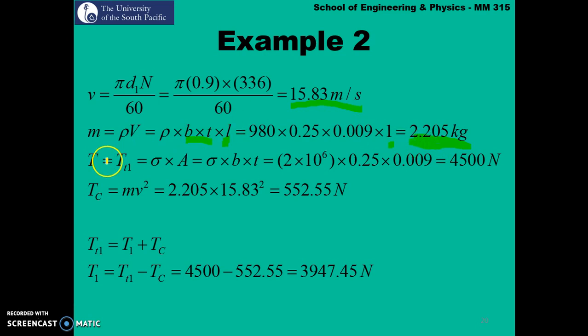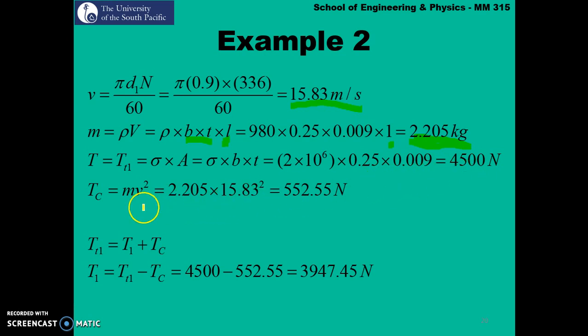So moving on, the maximum tension, which is nothing but the total tension on the tight side, simply equals sigma times A. Since it's a flat belt, the cross-sectional area is simply width times thickness, so sigma times b times t. Our stress was given as 2 megapascal times the width times the thickness of the belt. We get a maximum tension of 4500 newtons.